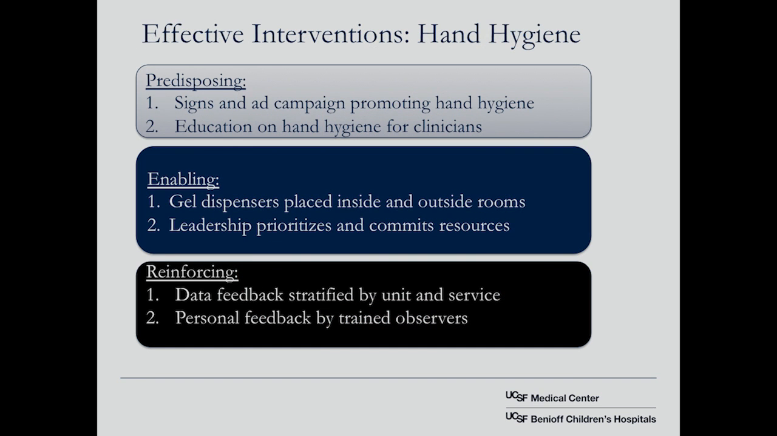In the case of hand hygiene, the predisposing interventions included an educational campaign. The enabling interventions included the ergonomic interventions, and also included the critical role of medical center leadership in prioritizing hand hygiene as an issue and committing resources to the problem. The reinforcing interventions, which involved more upfront effort but were also higher impact, included measuring and feeding back data stratified by each unit and each service, and personal feedback by trained observers on each ward who would observe hand hygiene and provide feedback when they saw that hand hygiene was not being performed appropriately.